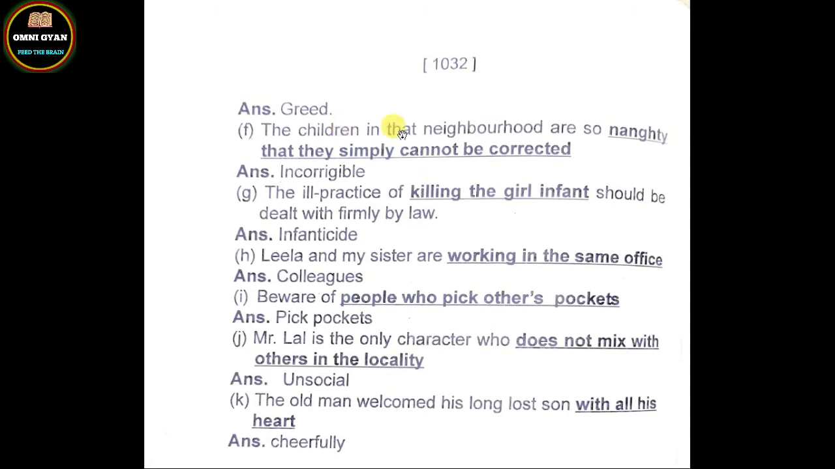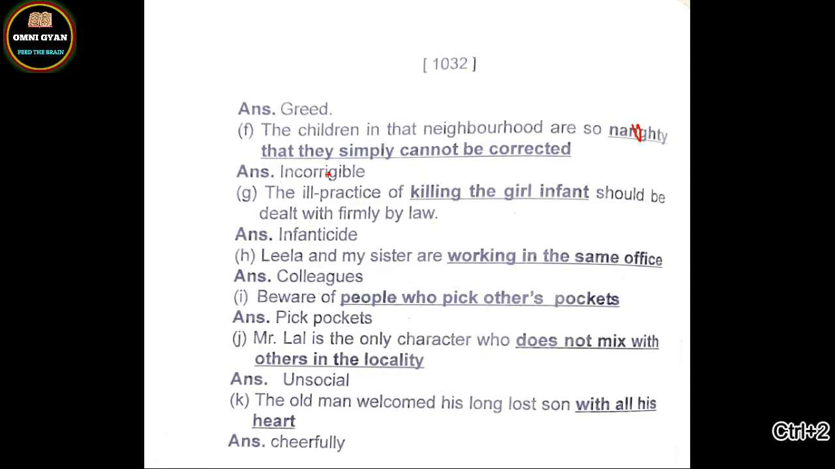The children in that neighborhood are so naughty. Again, there's a spelling mistake. This will be you. They are so naughty that they simply cannot be corrected. So that they simply cannot be corrected is incorrigible. It means incorrigible. Something that cannot be corrected is incorrigible.